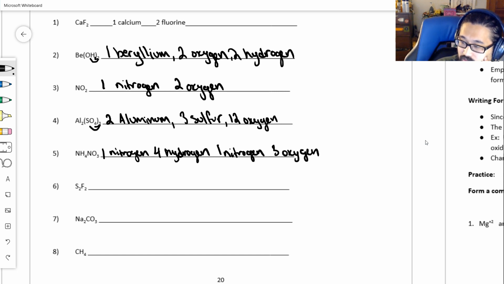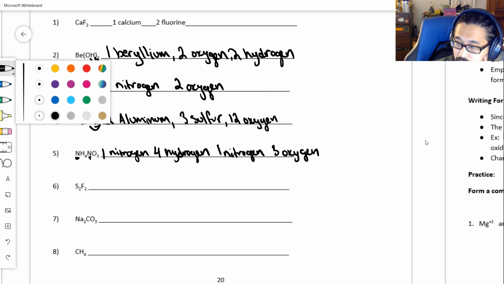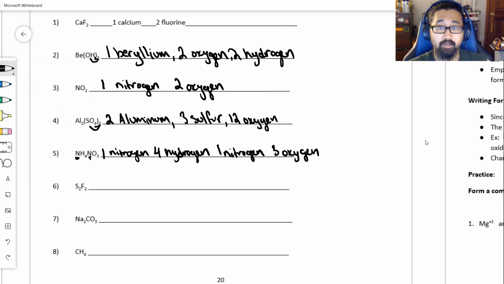The reason these nitrogens are separated from each other is because they exist in different polyatomic ions. And remember, polyatomic ions have to act as a group, so they're going to stick together. You can't separate the pieces of the polyatomic ion unless you go through a whole lot of trouble. So they're going to stay together.